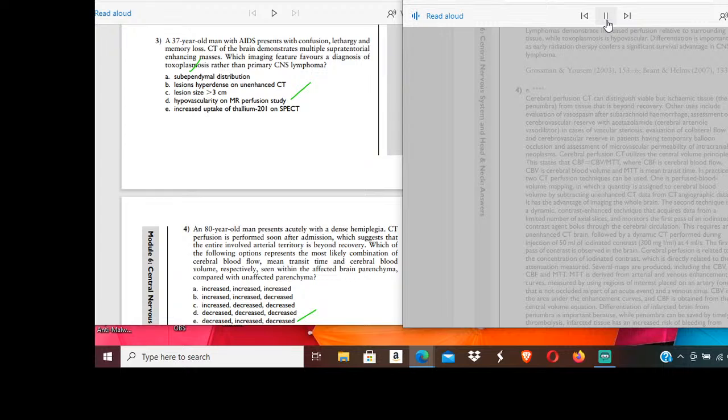Lymphomas demonstrate increased perfusion relative to surrounding tissue, while toxoplasmosis is hypovascular. Differentiation is important, as early radiation therapy confers a significant survival advantage in CNS lymphoma. Grossman and Yousem, 2003, 153-6; Brant and Helms, 2007, 133.